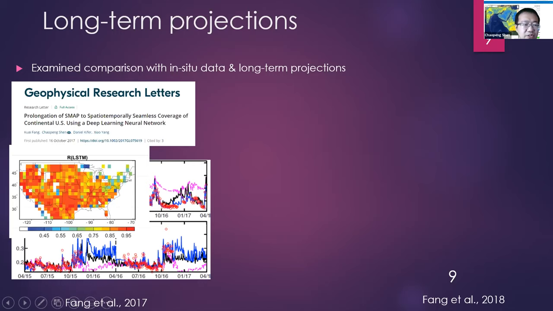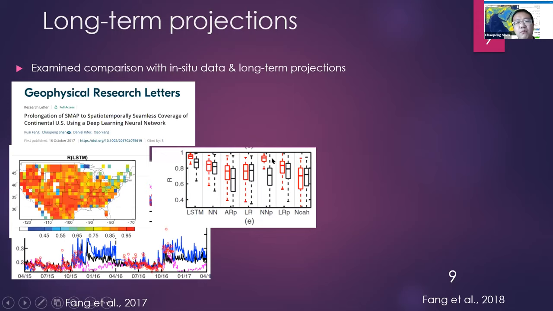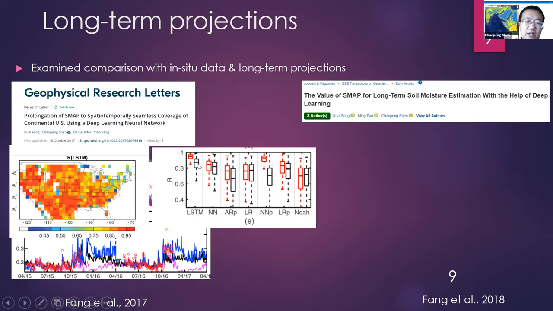Then we have an R of higher than 0.85 in most of the continental United States. And we compare it with the simpler methods, such as one layer feed forward neural network, autoregressive functions and regularized linear regression, and the pixel by pixel trained models. The single model that's created, the LSTM model that was trained for the CONUS, turned out to give you the highest correlation and the lowest bias, which I'm not showing here, but the best characteristics.